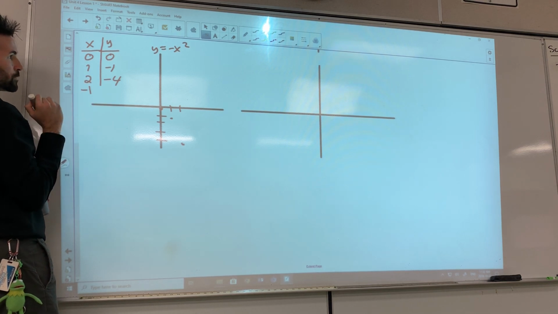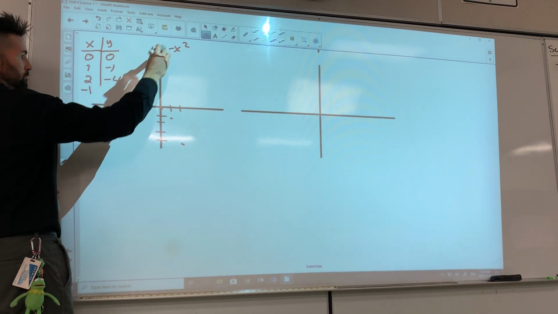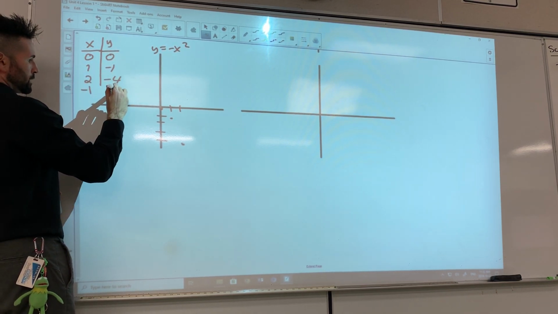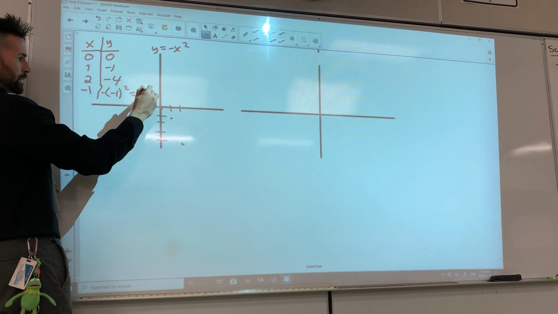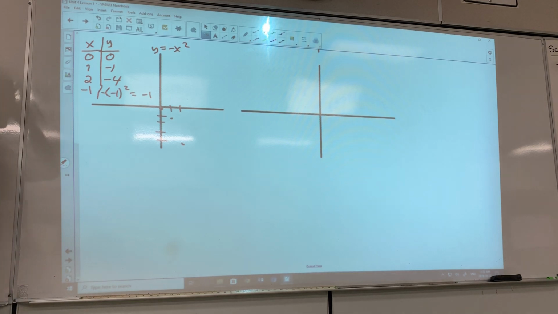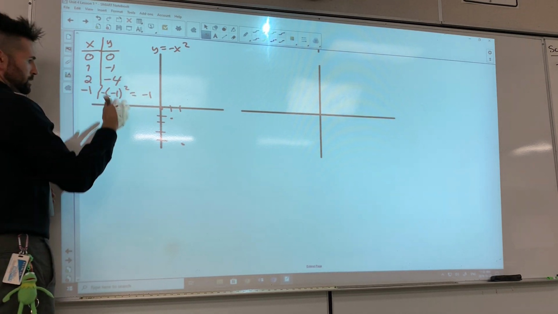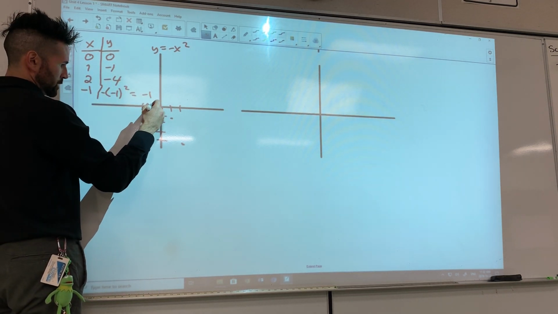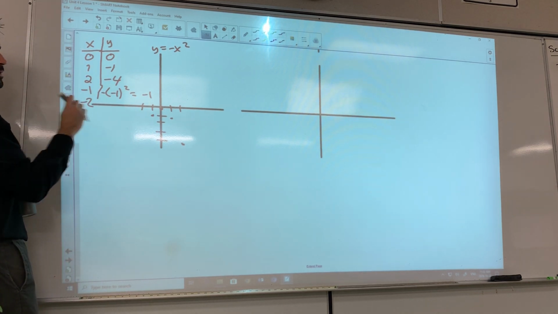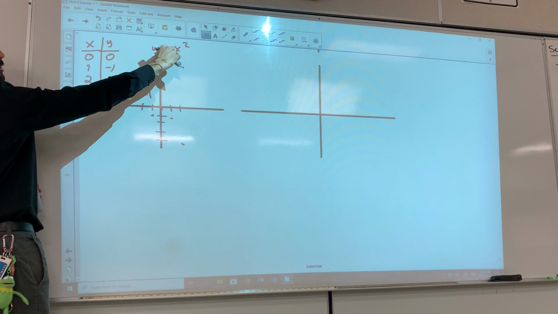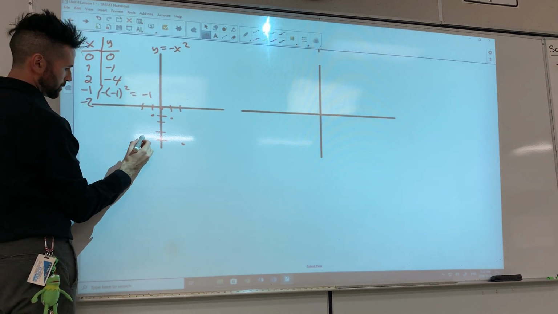If I plug in negative 1 for x, just really quickly, you're going to go negative 1 squared and the negative on the outside. So what do you get? You still just get negative 1. Okay, so the y value stays the same, but the x value changed to negative 1, so there we are. And then if you plug in negative 2, you'll get negative 2 squared, which is 4. Apply the negative, you get negative 4.